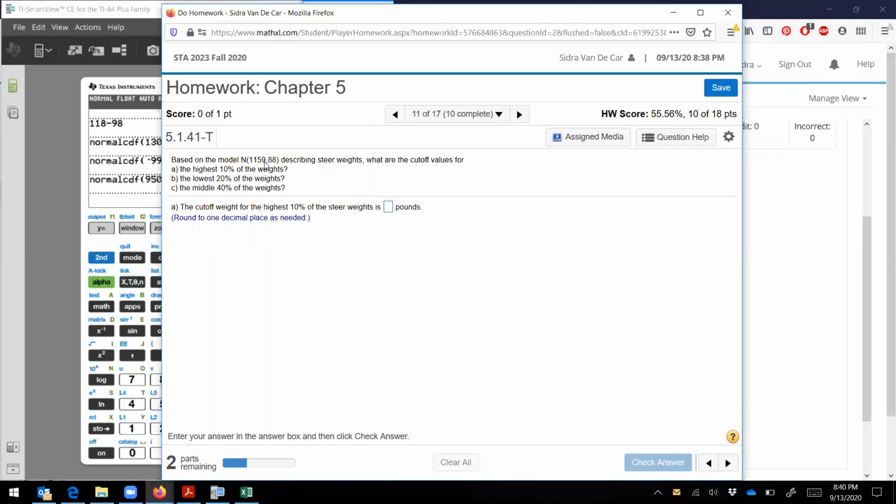Based on that normal model, mean is 1159, standard deviation is 88. What are the cutoff values for the highest 10% of the weights? Okay, so we want to know, if I've got a normal model that's centered at 1159, over here, this is going to be 0.10.